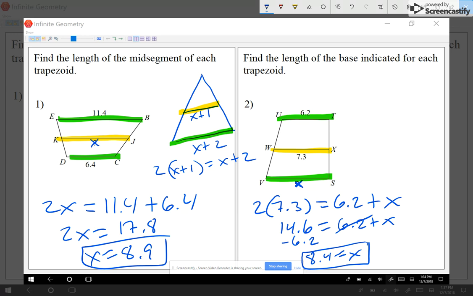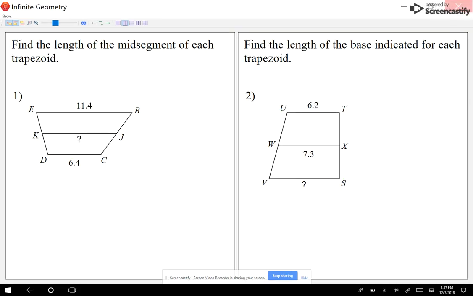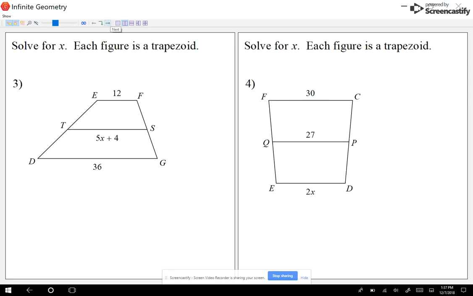Notice on question number 1, my x, the unknown, is in the mid segment. Question number 2, the unknown is one of the bases. So it doesn't matter where you have the x, always go mid segment times 2 equals the sum of the bases. So far, so good? All right. Take a look. I'm going to do 6 examples.